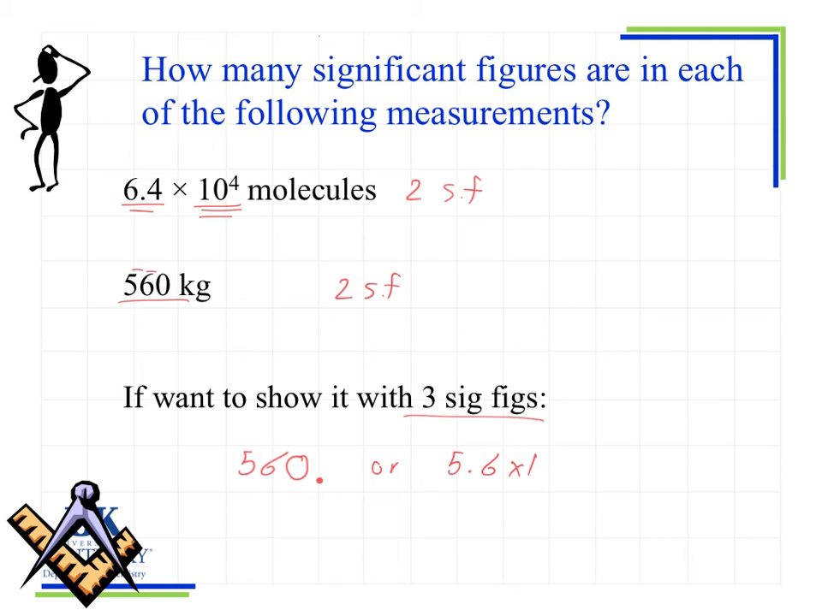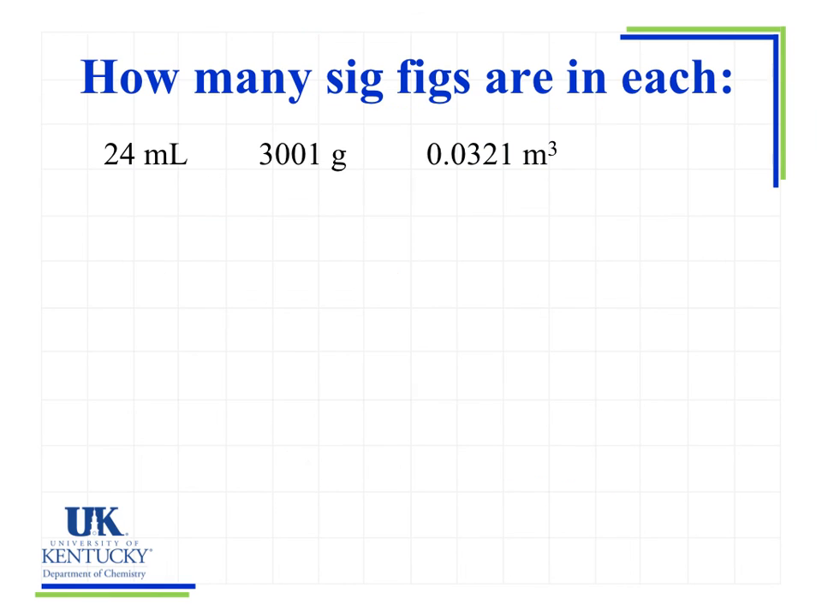So let me erase this. So 5.60 times 10 to 2 kilograms. It seems like this time writing with scientific notation makes it even longer, but if you want to show it with 3 sig figs, that's how you can write it.